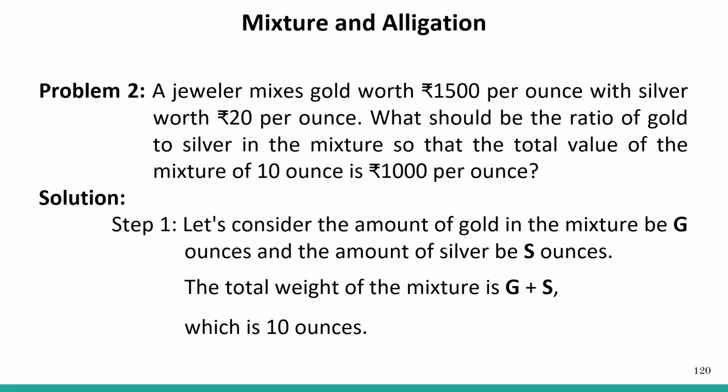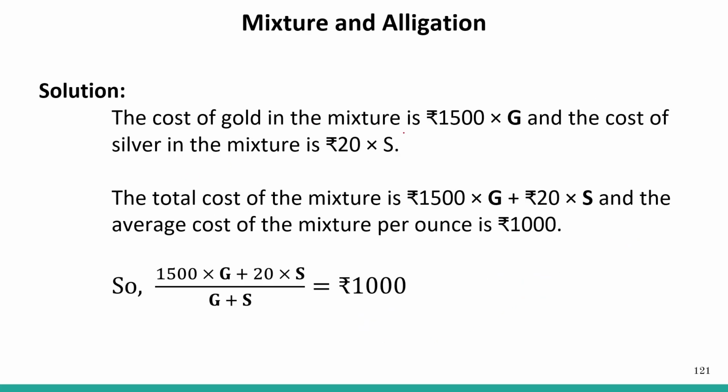Let's consider the amount of gold in the mixture be G ounces, and the amount of silver be S ounces. So the total weight of the mixture is G plus S, which is 10 ounces, right? So the amount of gold plus the amount of silver will be 10 ounces. The cost of gold in the mixture will be 1500 into G, and for silver it is 20 into S.